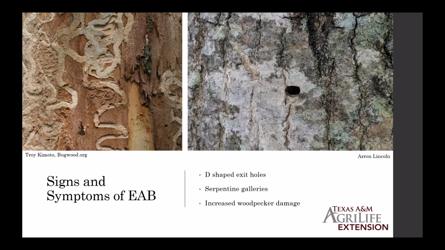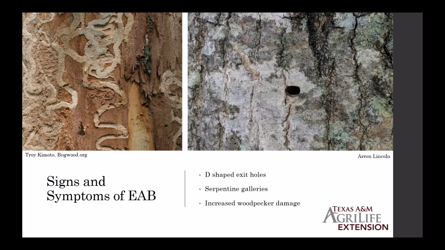Other signs and symptoms of emerald ash borer include the presence of D-shaped holes from the adults exiting the tree. And this is probably the most characteristic symptom of emerald ash borer infestations. However, this indicates that the original infestation occurred at least 1 year prior, as the beetles take 1 year to complete their life cycle from egg to emerging adult.